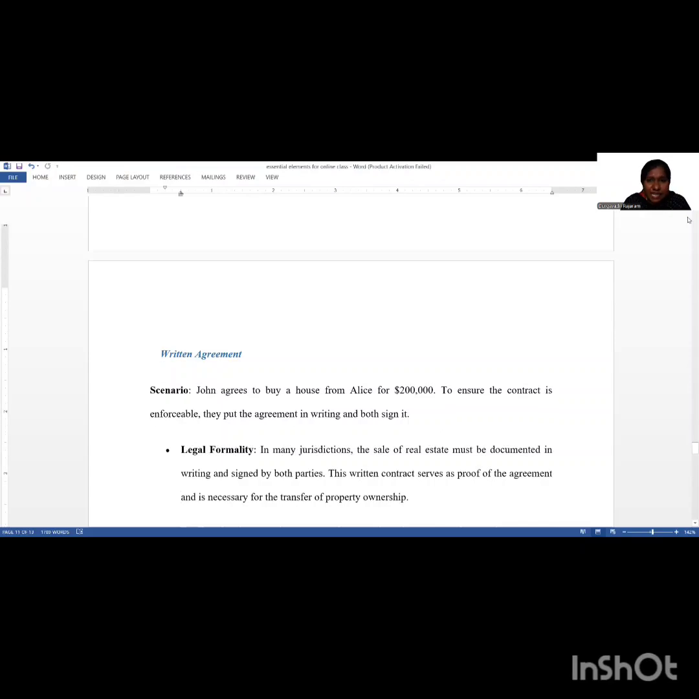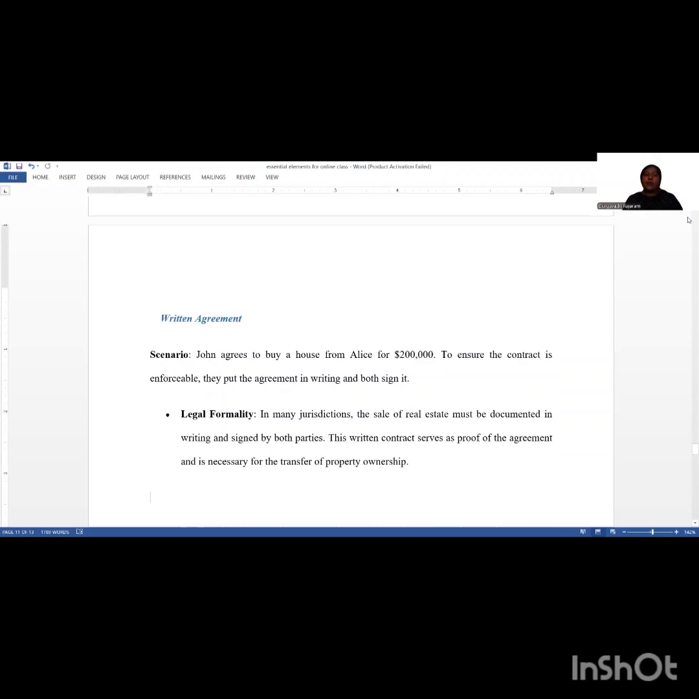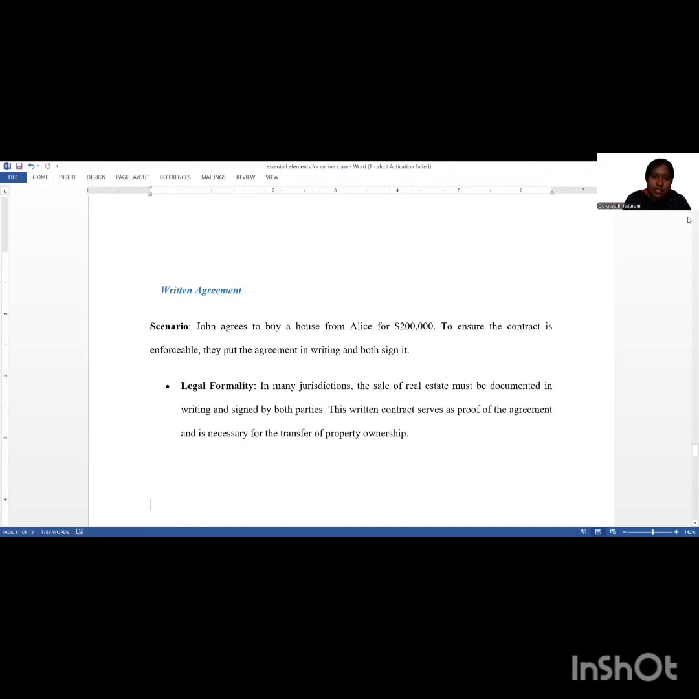Then what is a written agreement? It's a very normal thing. If John agreed to buy a house from Alice for two lakh dollars, to ensure the contract is enforceable, they put the agreement in writing and both signed. That is a legal thing. A sale of real estate must be documented in writing and signed by both parties. The written contract serves as proof. If you're making any contract in a written format, it is like a proof, no? So that is very important.